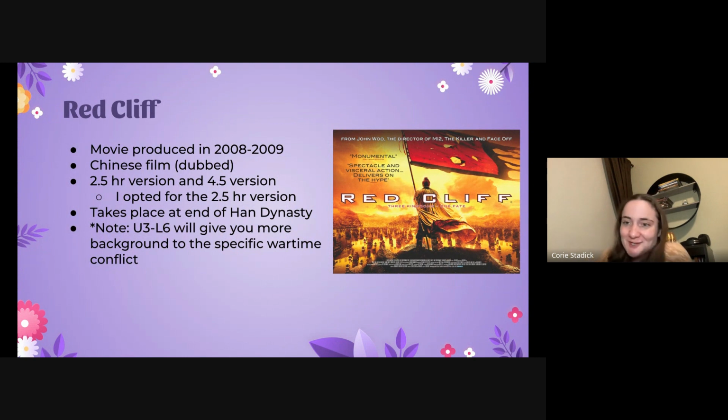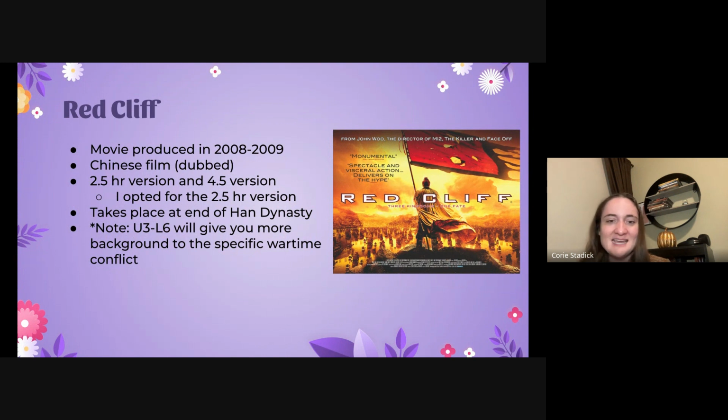So Red Cliff, that's our movie. It was produced in about 2008 to 2009. In 2008 it was released in China, and in 2009 it was released to the rest of the world. It is a Chinese film. It is dubbed. There is a subbed version, but I think the dubbed is fun to watch because the lips don't match up with the words, and I just find it very entertaining. Anyway, there is a 2.5-hour version and there's a 4.5-hour version. I opted for the 2.5-hour version.